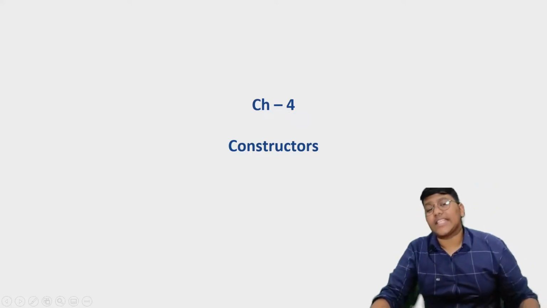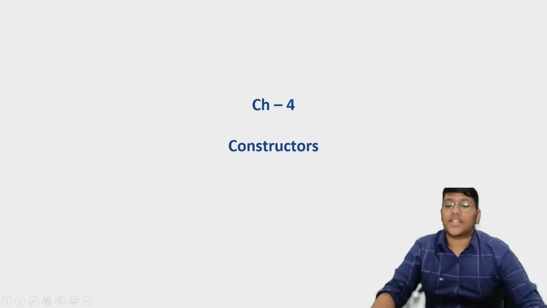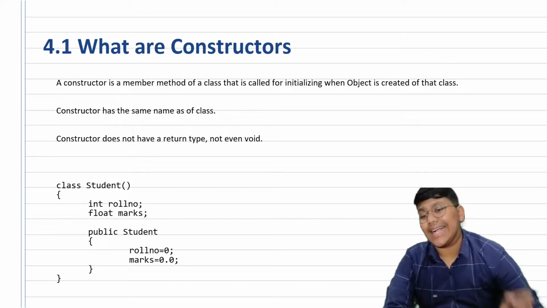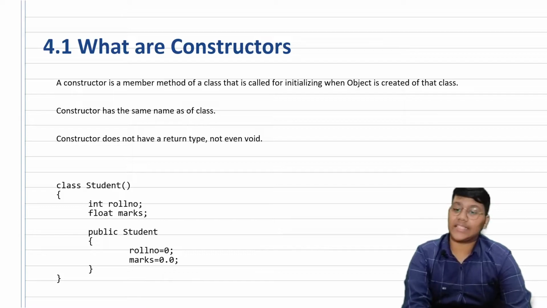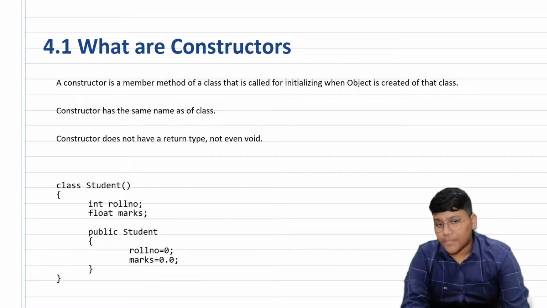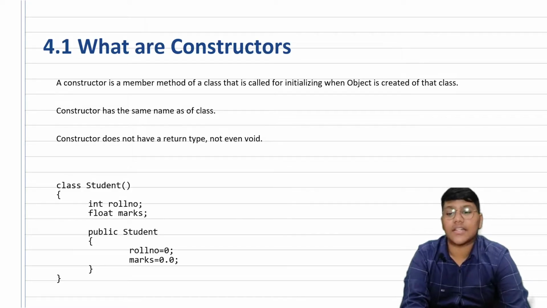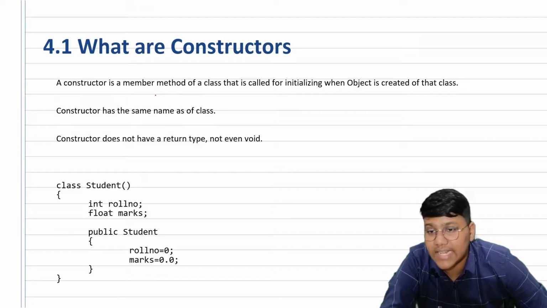Now let's start with our chapter 4, constructors. Constructor is an interesting chapter. What are constructors? A constructor is a member method of a class that is called for initializing when an object of that class is created. Constructor has the same name as the class. Constructor does not have a return type, not even void. So constructor is basically a member method.